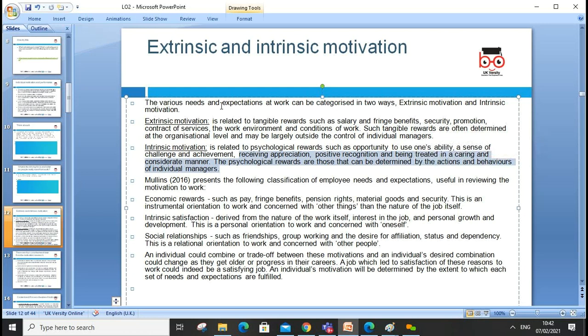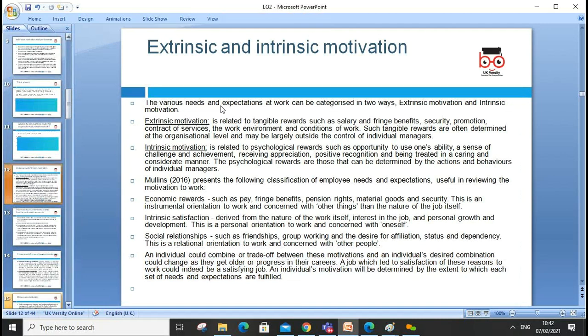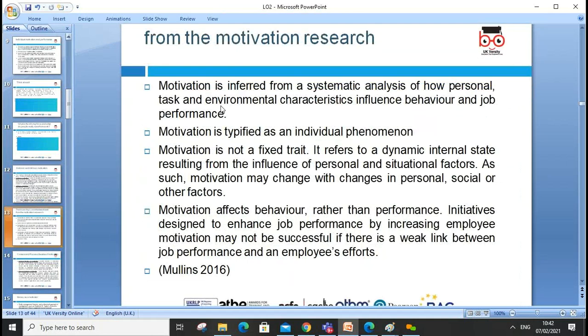Okay, then Mullen presents the following classification of employees' needs, expectations, and motivation. Economic reward, intrinsic satisfaction, and social relationships can be combined, and the trade-off between these motivations and individual desire combination will help the organization to achieve its objectives effectively.